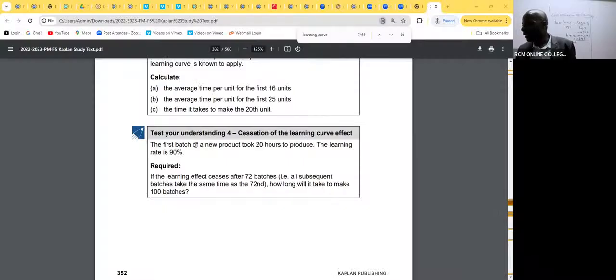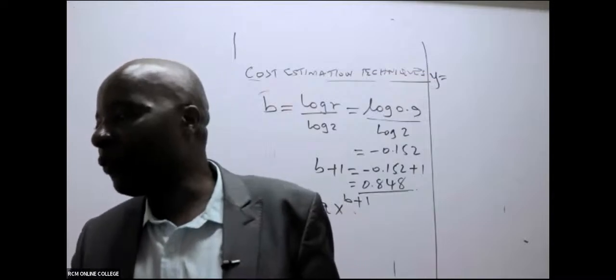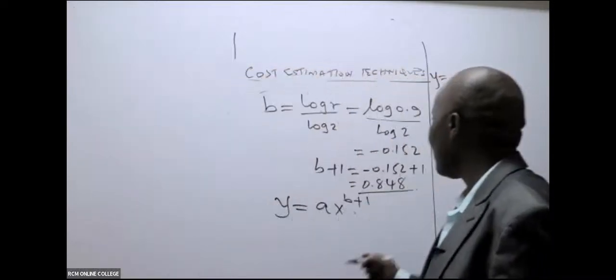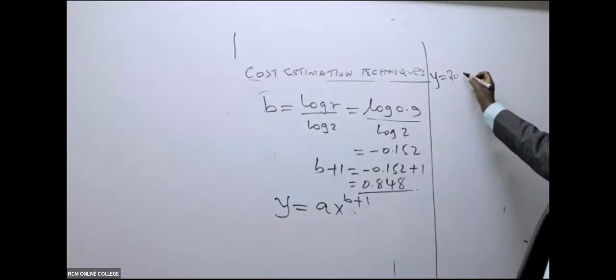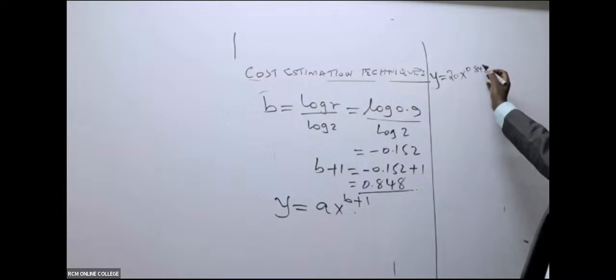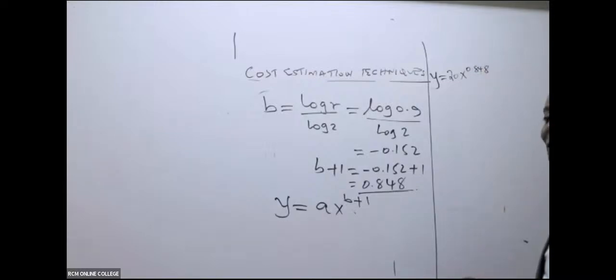The first batch of a new product took 20 hours to produce. A is the time taken to make the first unit. Time must be in hours or minutes. So it is 20x raised to b plus 1, which is 0.848. That is my equation for substitution.